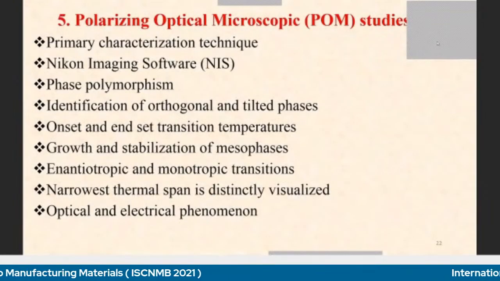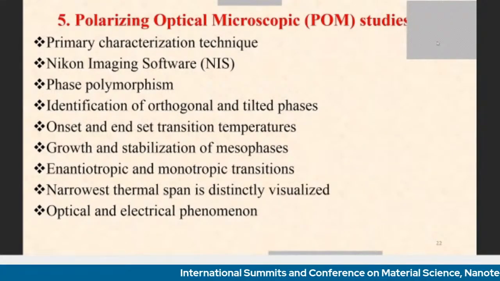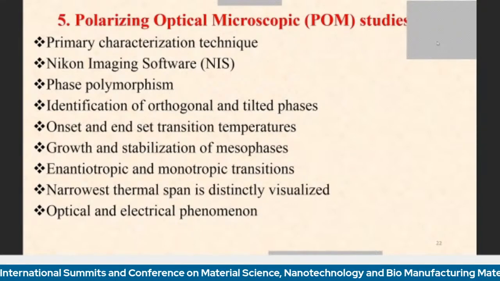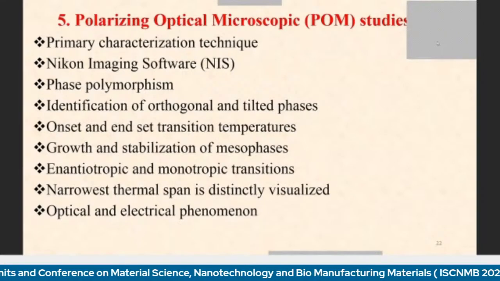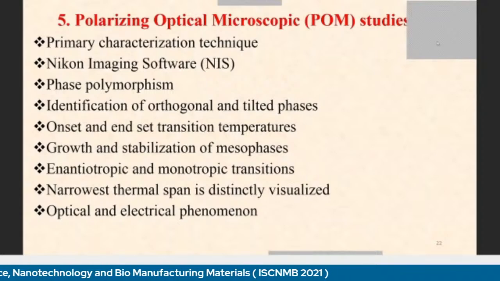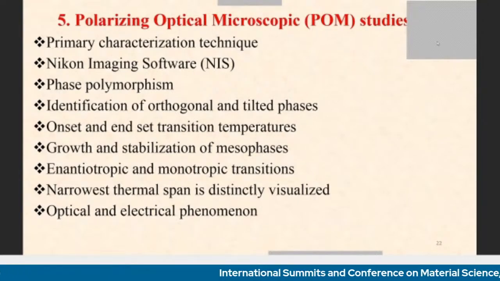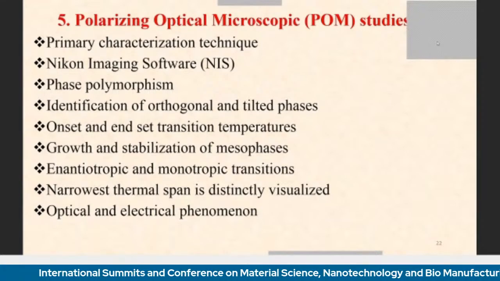So once we synthesize and we have confirmed the hydrogen bond formation through the fundamental analysis, we go for POM. POM is the optical investigation done by a polarizing optical microscope. This is the primary characterization technique, because without this we cannot confirm the phases being formed between our complexes. Here we use Nikon imaging software for recording and retrieving the images.